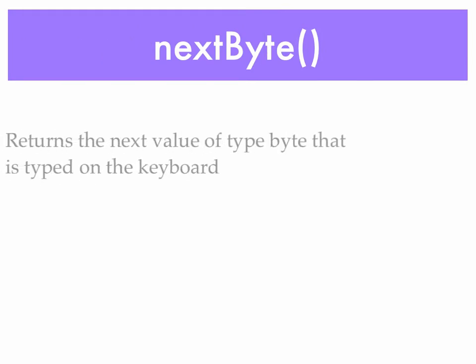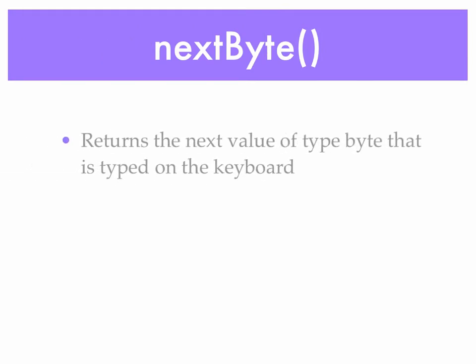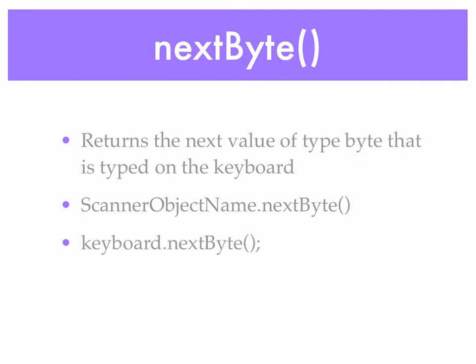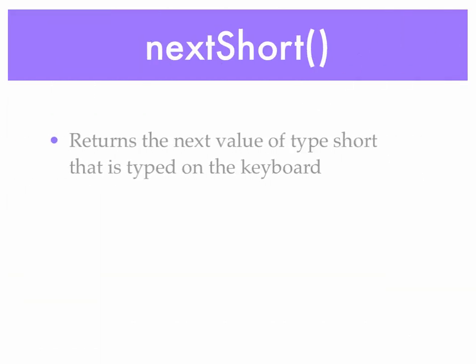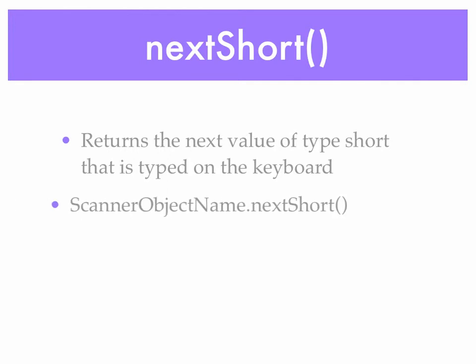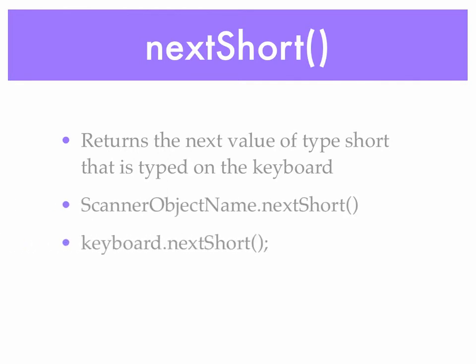The next method is nextByte, and as you can imagine, it returns the next value of type byte that's typed onto the keyboard. We call it with the name of the scanner object .nextByte. Here is how it's done with our instance of the class Scanner named keyboard, keyboard.nextByte, and it will return back a value of type byte that we can store into a space of type byte. Our next is nextShort, which returns a value of type short, called in our usual way, and here in our example keyboard.nextShort, we save it into a space of type short.